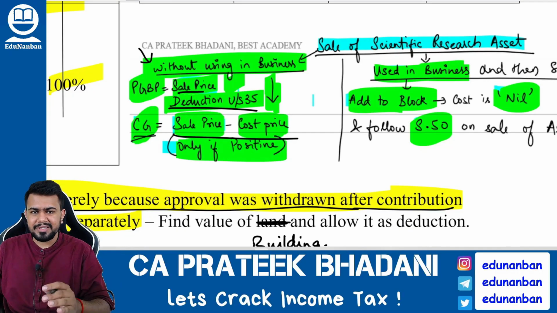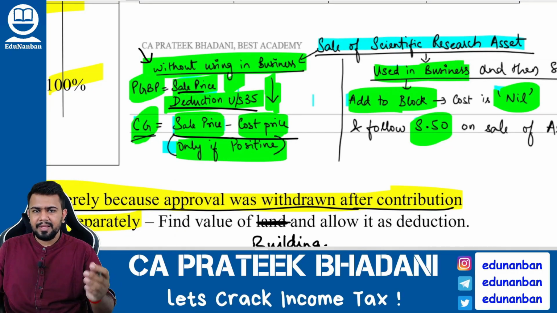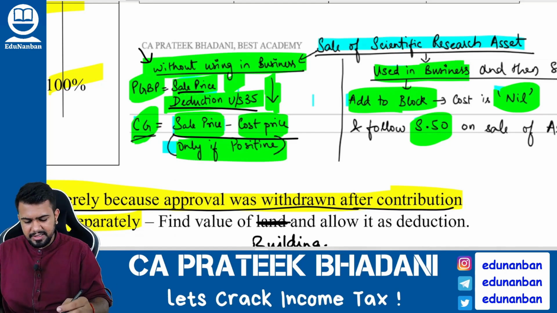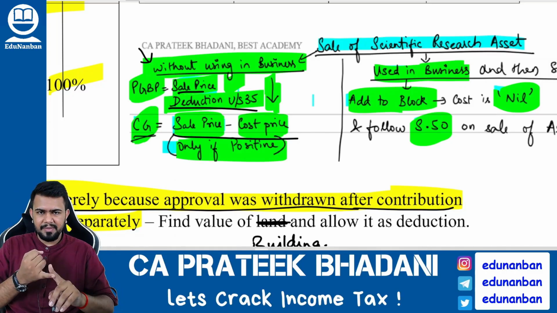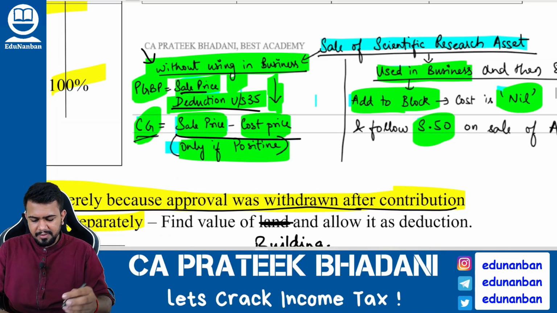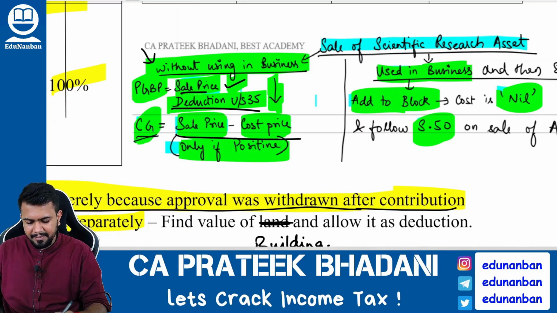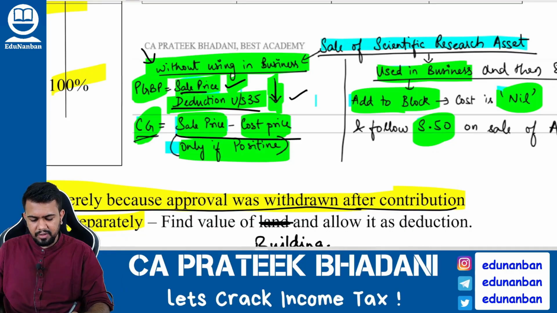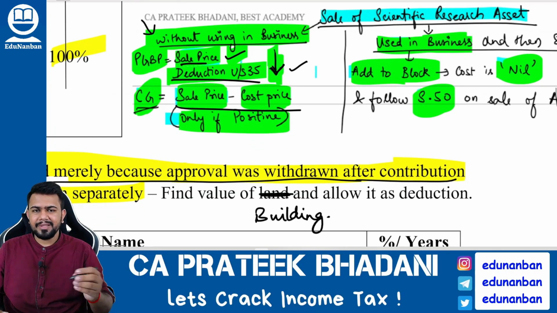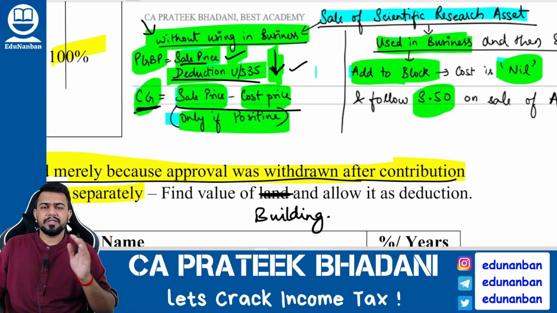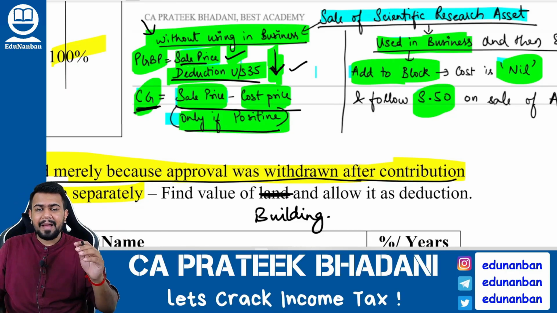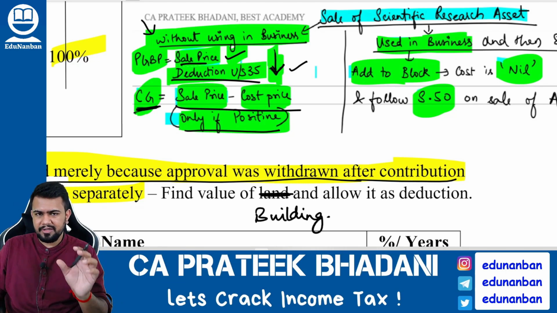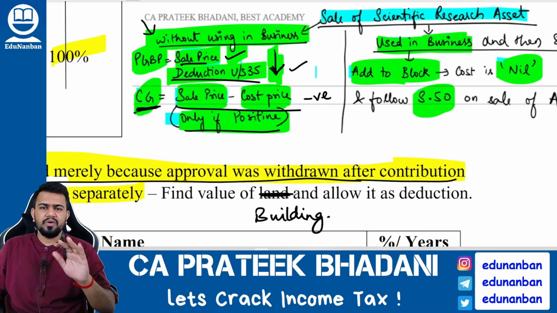If without using in the business, scientific research asset is sold, that means it is just used for scientific research and later on it is sold. In such case, two types of income will arise: PGBP income and capital gain income. What is the PGBP income? PGBP income will be selling price or deduction that was claimed under section 35 earlier, whichever is lower. Then what will be the capital gain income? Capital gain income is equal to selling price minus cost price. However, capital gain will arise only if it is a positive figure. If it is a negative figure, then no capital gain.